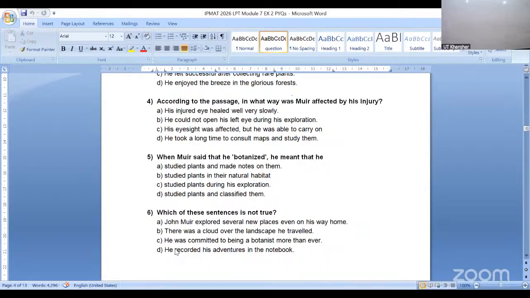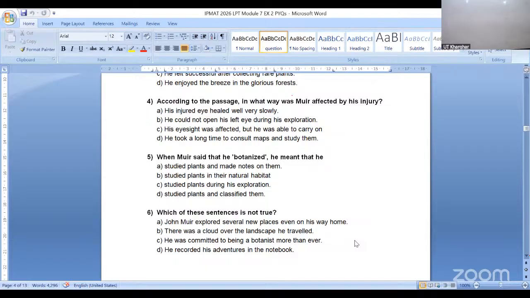Quick, give me your answers. Which of these sentences is not true? Arav, please have your video on unless you have a genuine problem. So Arav, what is the answer to question 6? It's B. Option number B for question number 6. Cloud over the landscape he traveled.